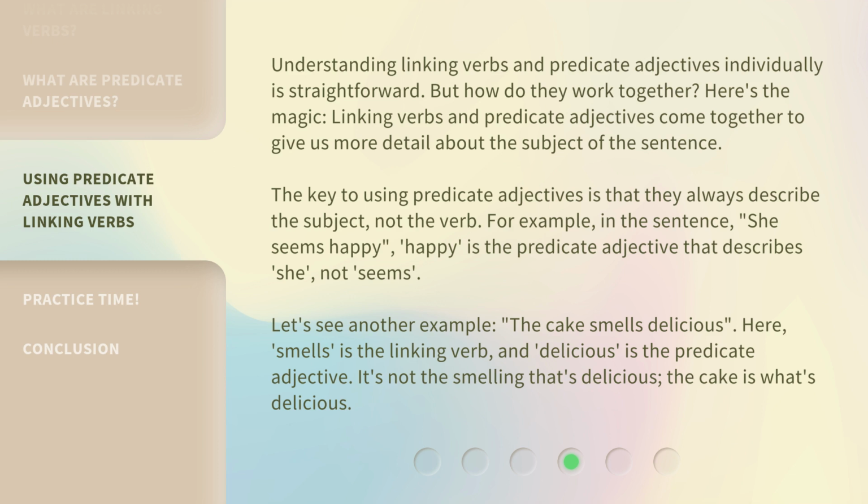Let's see another example. "The cake smells delicious." Here, "smells" is the linking verb, and "delicious" is the predicate adjective. It's not the smelling that's delicious. The cake is what's delicious.